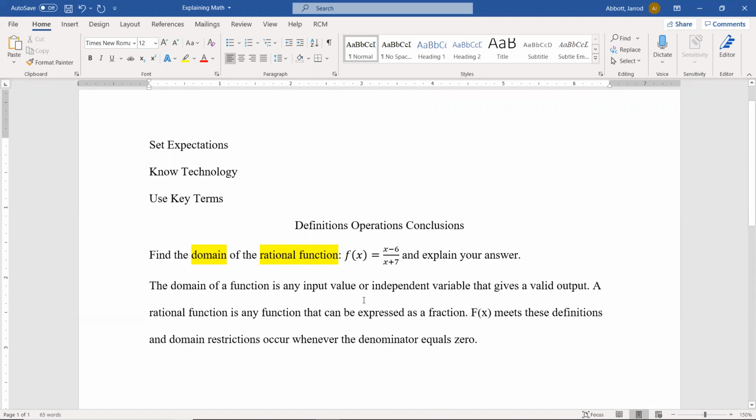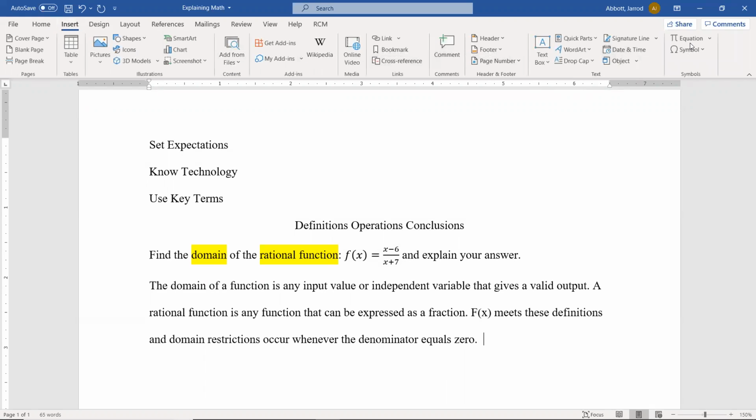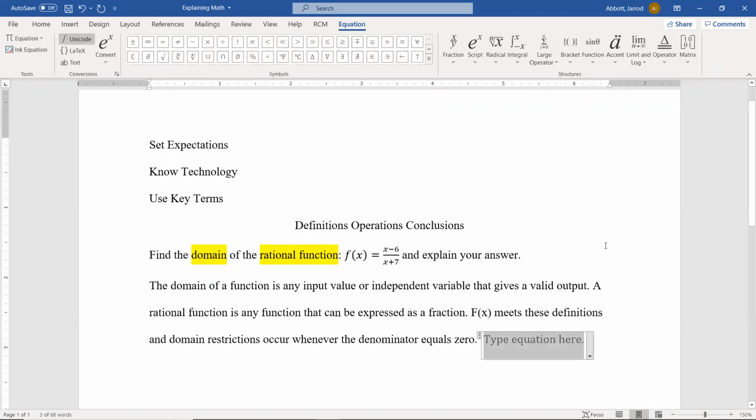Now, in order to solve this problem, we're going to need to set our denominator equal to zero and solve for x. So we want to state that clearly here in the third statement. And now we can move on to the operations, which will require me to use the equation editor in my technology here.